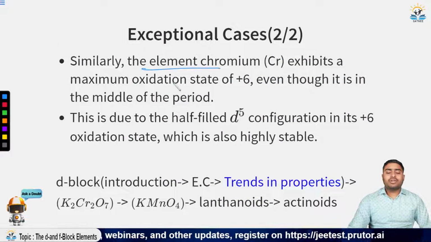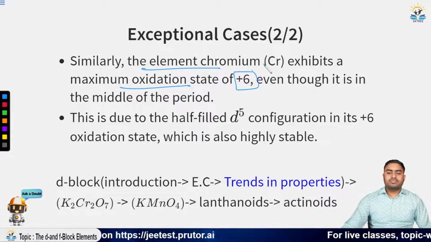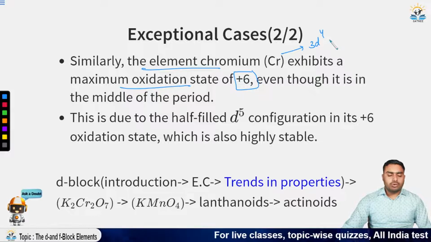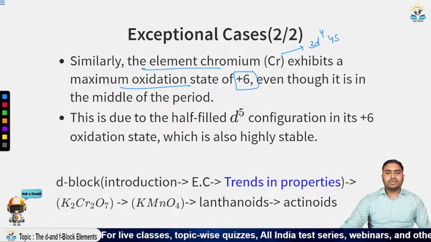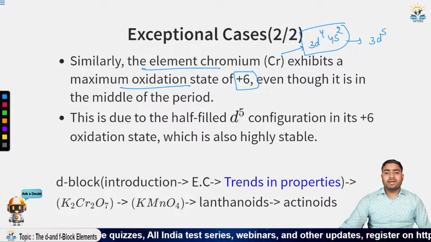Next, the element chromium. Similarly, chromium and copper are exceptions, right? So it exhibits a maximum oxidation state of +6 because chromium's oxidation number is 3d. Chromium's atomic number is 24 and its electronic configuration would be 3d4 4s2, which is unstable. So we have to write it as 3d5 4s1.